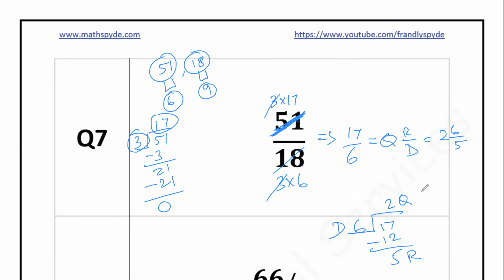No, wait a minute. Quotient is 2, remainder is 5 over 6. 6 times 2 is 12 plus 5, 17. 6 times 2 is 12 plus 5, 17 over 6.